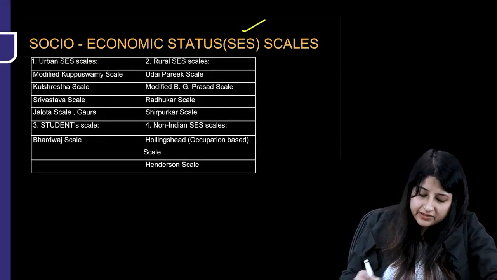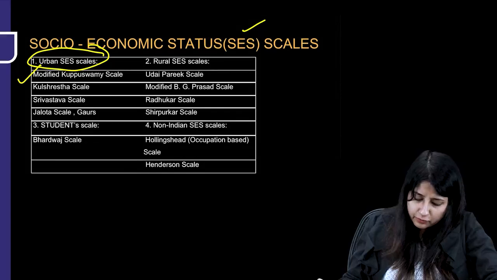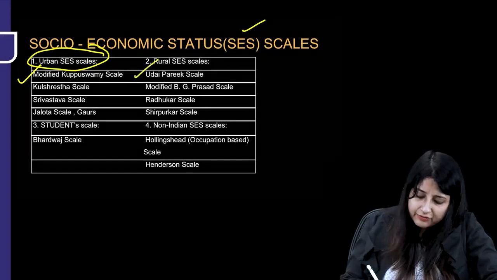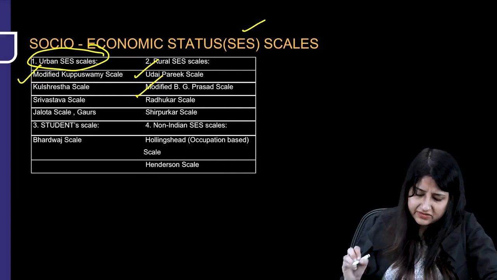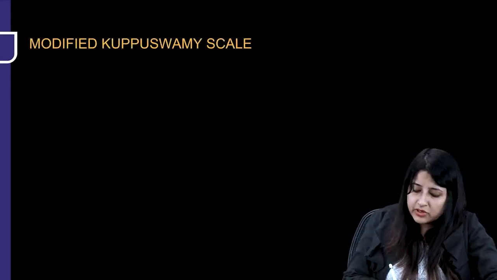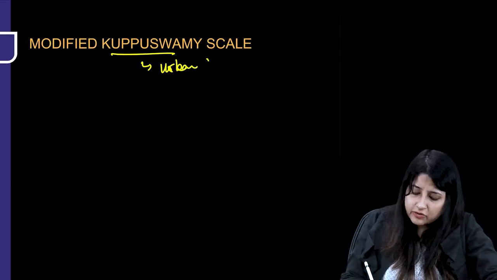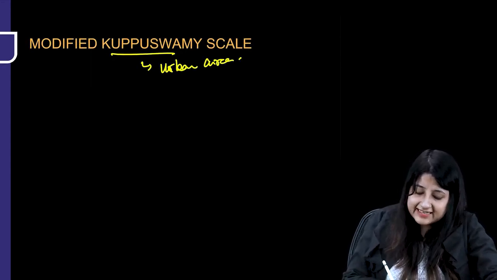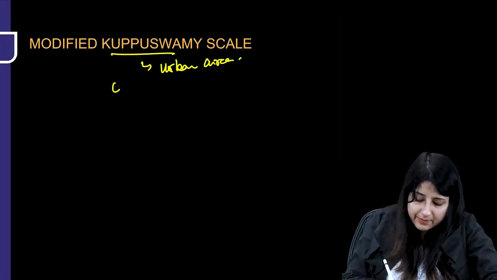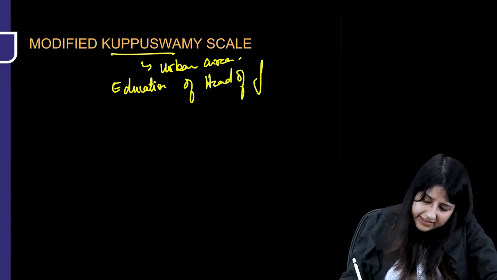Okay, socio-economic status scales. Please remember, in urban areas you have to study modified Kuppuswamy, in rural areas we have Uday Parekh, BG Prasad, and the rest names you can see. Now what is this Kuppuswamy scale? Most important, modified Kuppuswamy scale. It is a scale to assess the socio-economic status in urban area, and it is based on 3 components if you remember. Education of whom? Education of head of family.